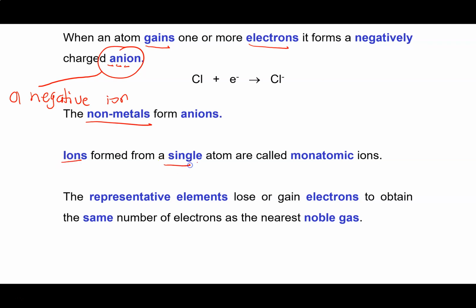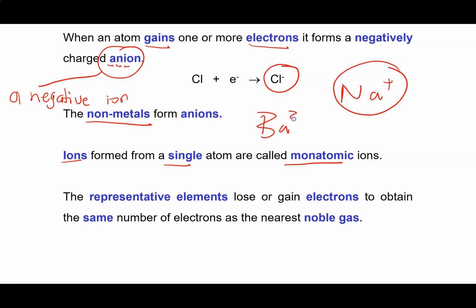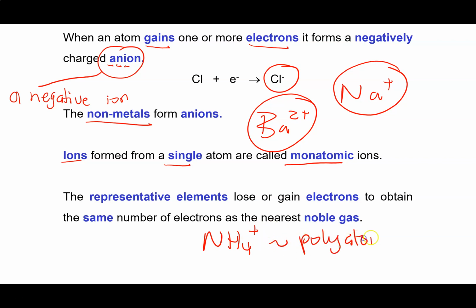Ions that are formed from a single atom are called monatomic ions. So that is a monatomic ion. This guy is a monatomic ion. Barium 2+, which we just looked at before, is a monatomic ion, but NH4+, we looked at before, that's going to be a polyatomic ion. Okay, so how do we know the charges on an ion? How do we know how many electrons a metal or nonmetal will lose or gain?